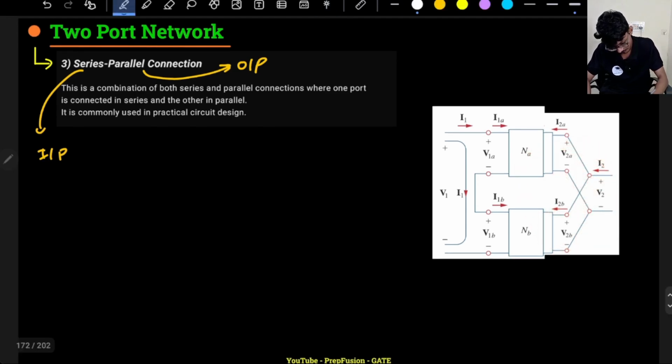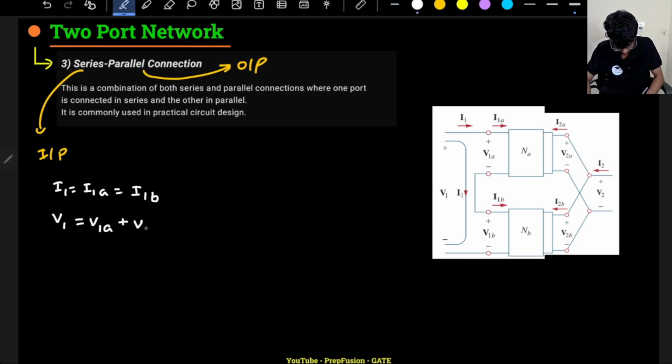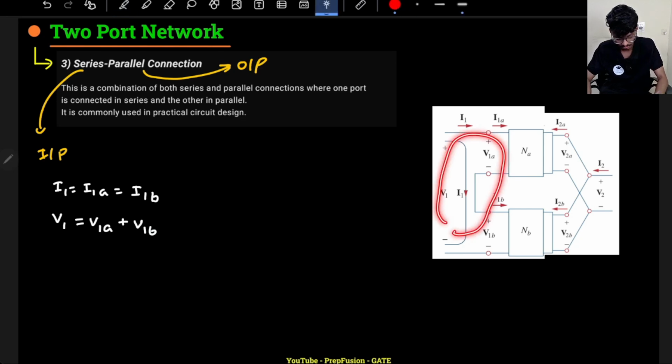So I can directly say on the input side that my I1 equals I1A equals I1B, and my V1 equals V1A plus V1B. Okay, so basically that is using KVL.